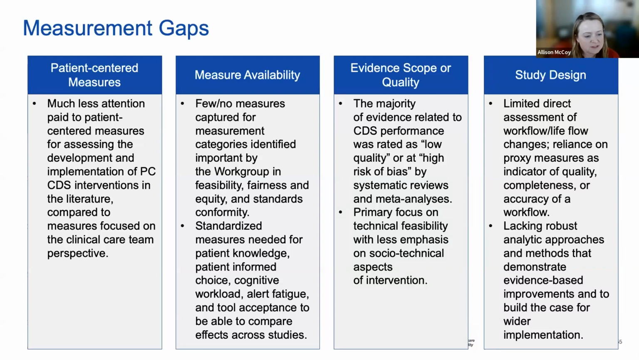Most of the evidence that we found was either low quality or at high risk of bias in our review. So there's more work needed on that. And most of the focus was on technical feasibility without as much emphasis on socio-technical aspects of the intervention. We can go to the next slide.